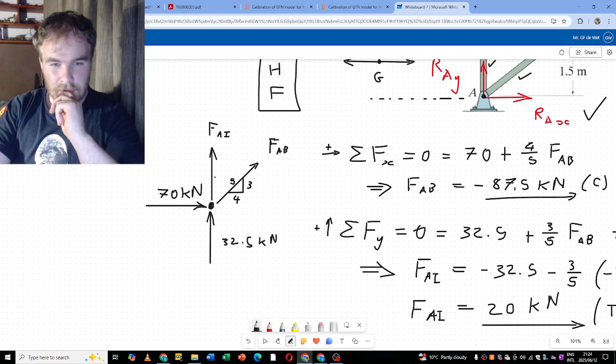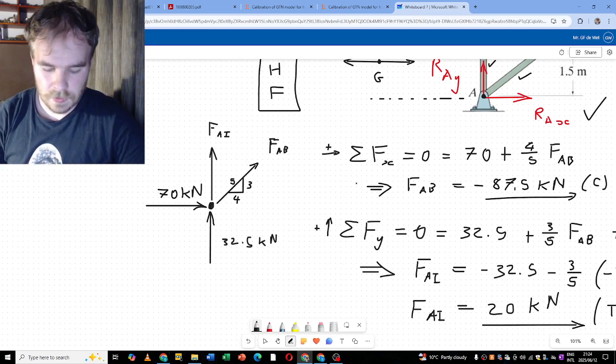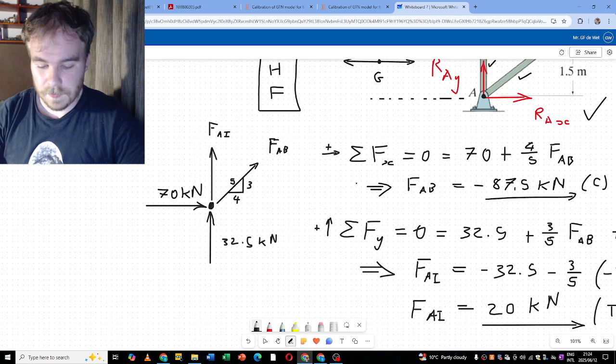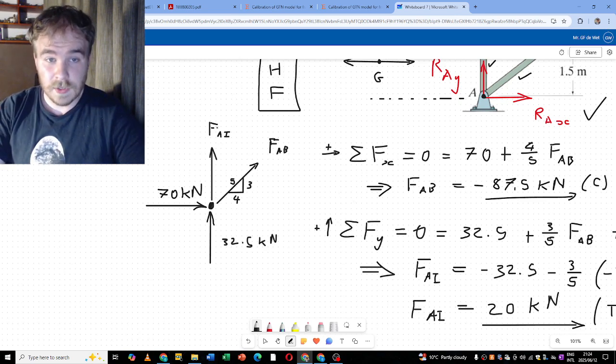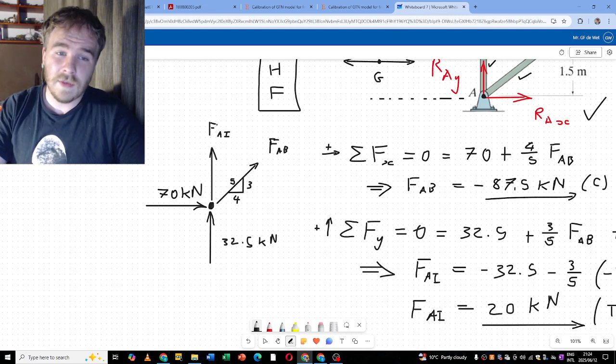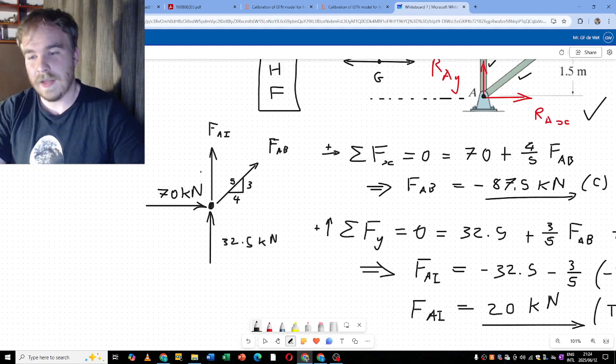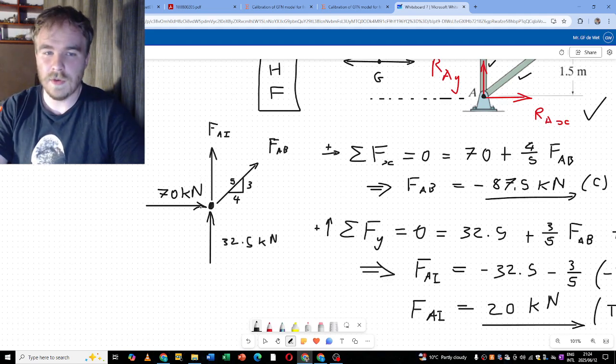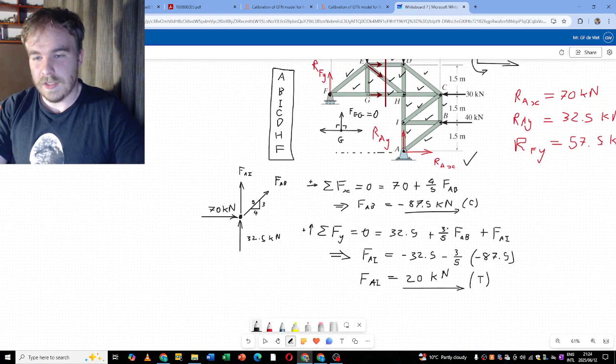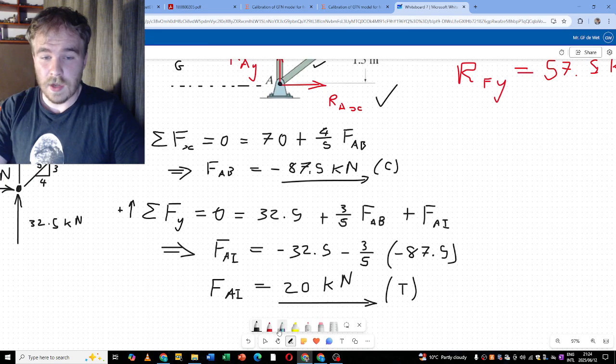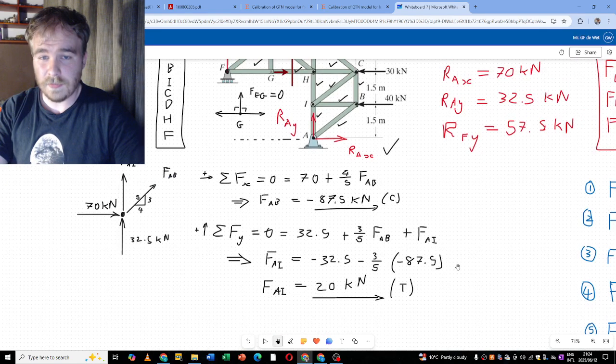So there's a good argument that the value for FAI should be relatively small, quite possibly positive, because if we just check, we take 3/5 of FAB, that's 87.5, then we get 52.5, so it is 52.5 downwards, and it is 32.5 upwards, so FAI definitely needs to pull upwards as well, so it should be in tension, but it should be a relatively small value compared to the other forces active here. So that makes sense.